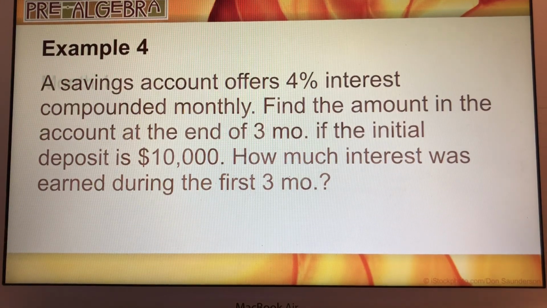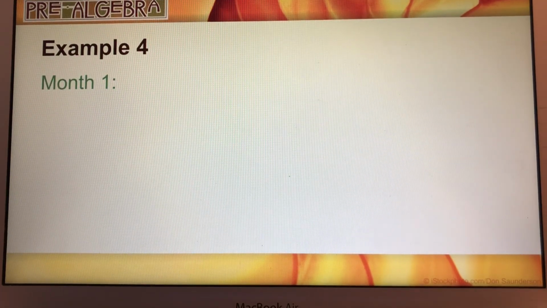So, first we have to calculate the first month. Compounded interest means that you're going to take the first month, then that new amount, you're going to calculate the next month's amount. You'll see as we go here.